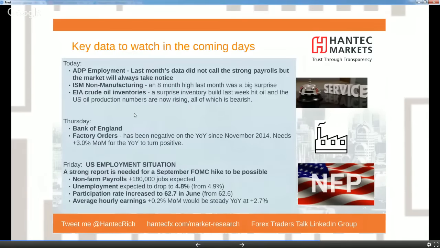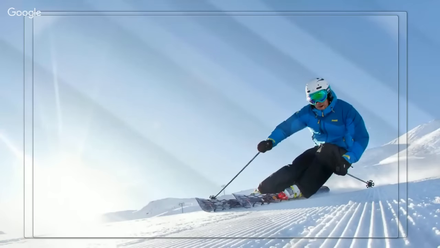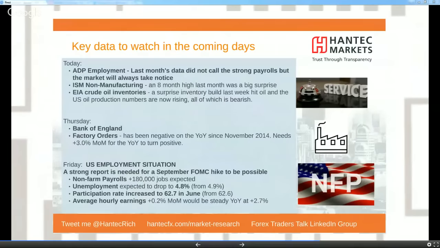Now, in terms of tomorrow, we've got Bank of England and factory orders. Factory orders in the States have been pretty negative, actually, since 2014, and it certainly doesn't bode especially well for the manufacturing sector there. And the payrolls report on Friday. Obviously, payrolls are the big numbers to watch on Friday. Let me see if I can get you the payrolls data.